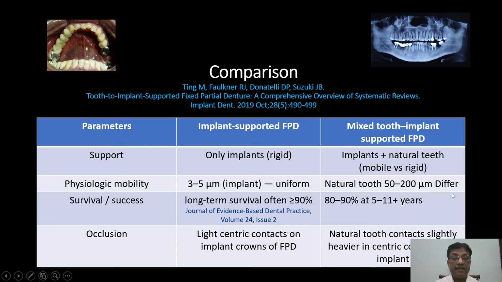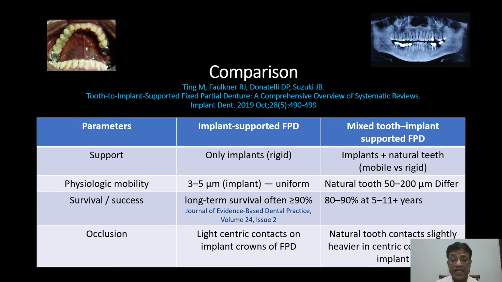Next is the survival. Now the survival of only implant supported restoration is more than 90%. And if we consider the survival of mixed tooth implant supported FPD, it is close to 80 to 90%. So it is statistically not very different, but definitely the success rate of only implant supported crown or FPD is more when we compare with mixed tooth implant supported restoration.